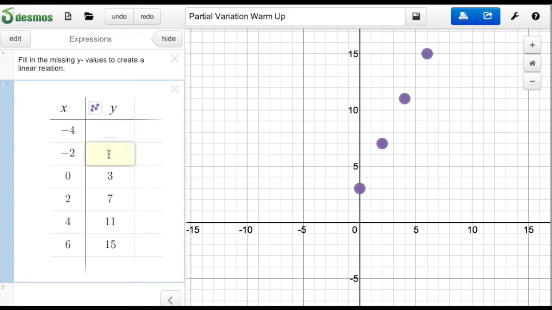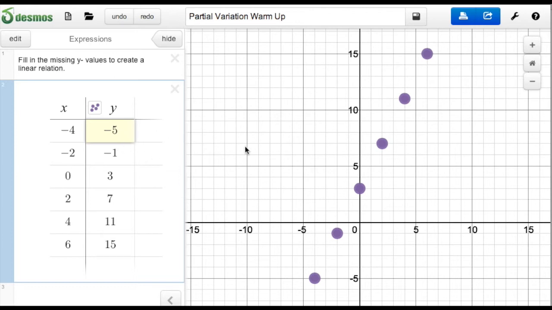Now if I go back in my table, if I go back 2, I should go back 4, which brings me down to -1. And if I go back 4 more, I'm down to -5. Notice we did create a line, and when you check yours, you can have any line you want as long as every time x goes up 2, y goes up by the exact same amount.